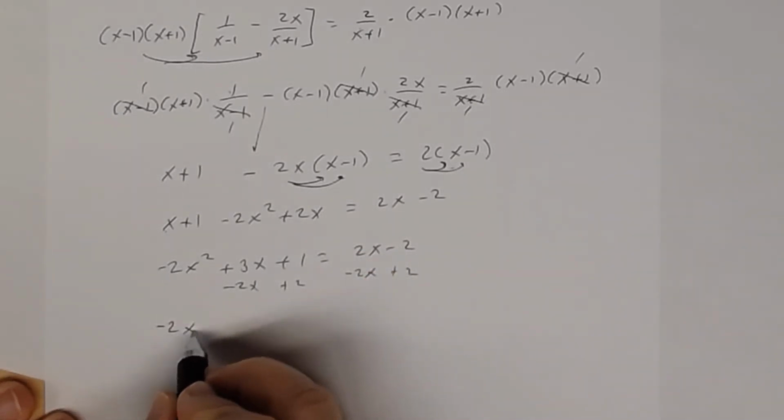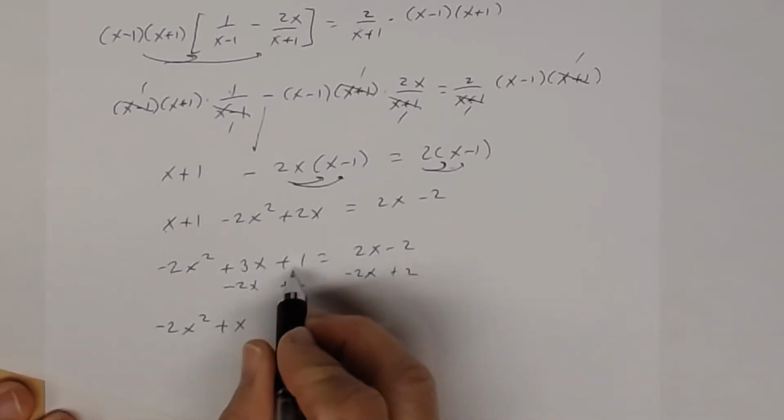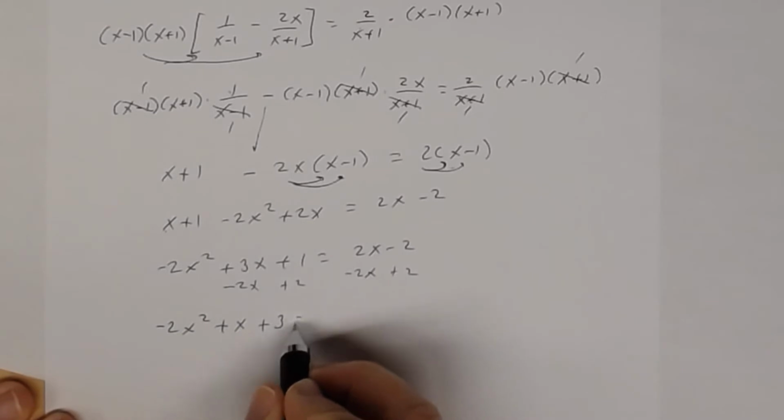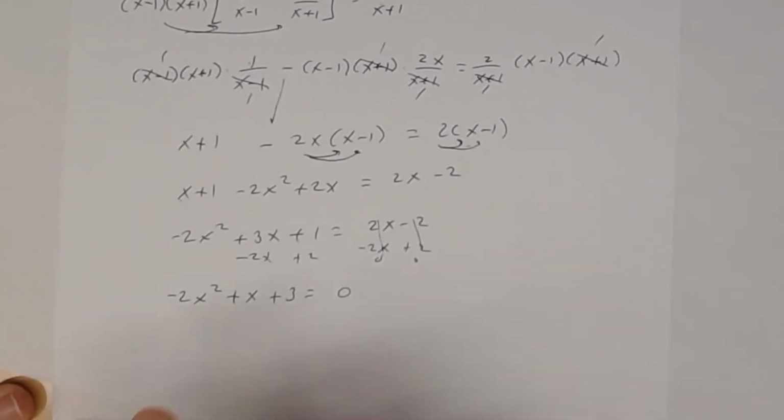So I get negative 2x squared. 3x and a negative 2x is a positive x. 2 and 1 is 3, equal, and then this is 0, right? So 0 right here.